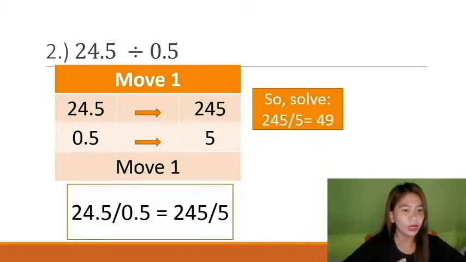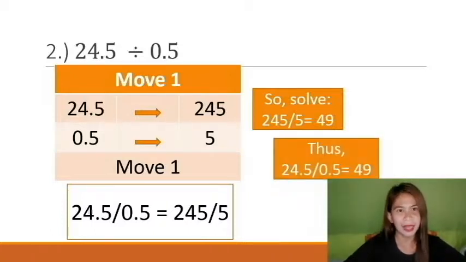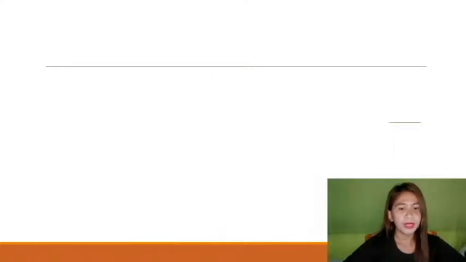So, let's solve 245 divided by 5. What is the answer? 49. Thus, 24.5 divided by 0.5 is equal to 49. Which way will you use, the first example or the second? It depends on you.